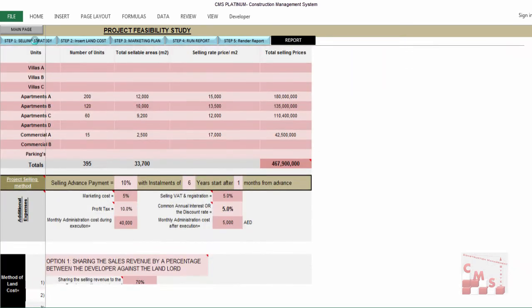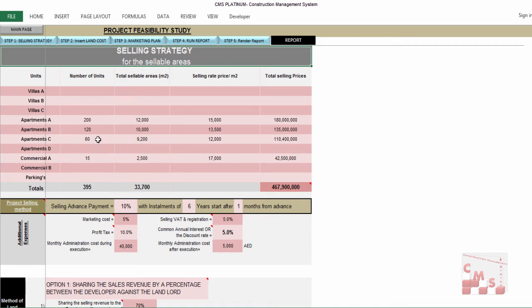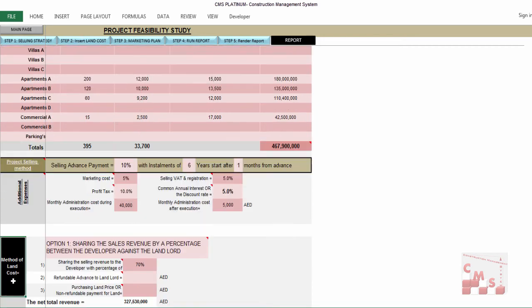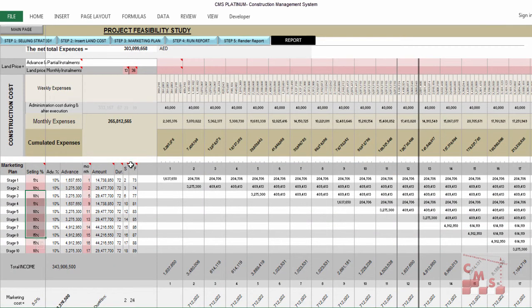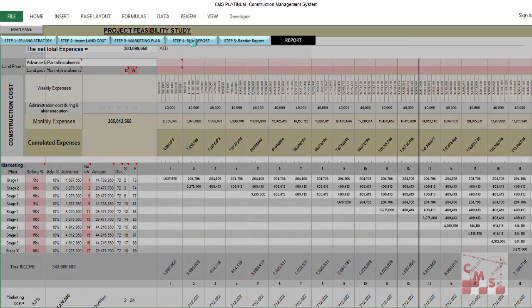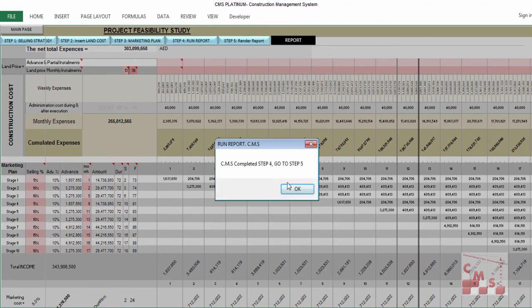So again, you will insert the selling strategy, how much you will pay. You will provide the method of the land cost, and we will still be talking about this now. We're still in the first option. You will insert the marketing plan, the stages, then run for report. The step 4 is complete.